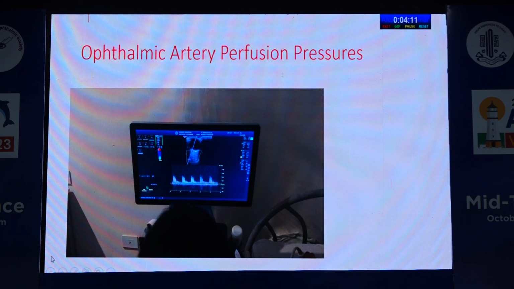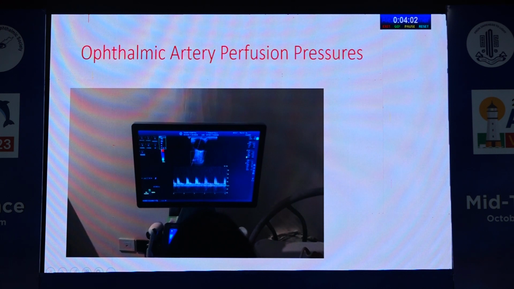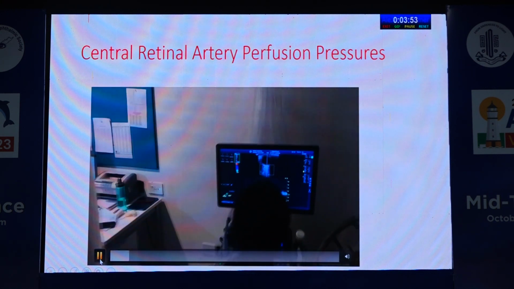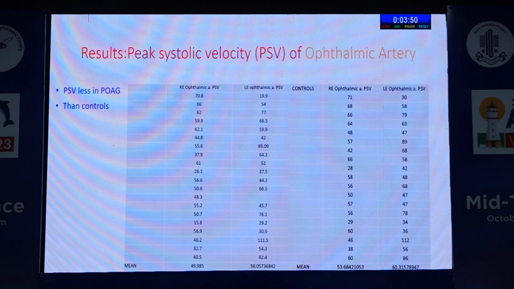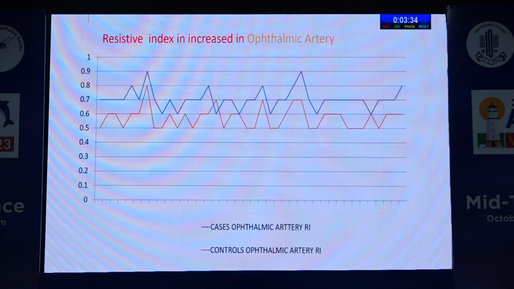This is the study we did by recording the ophthalmic artery perfusion pressures, and this is the central retinal artery perfusion pressure we recorded. These are the readings of the ophthalmic artery perfusion pressures and peak systolic velocity. We found that the peak systolic velocity in the ophthalmic artery is reduced in glaucoma, whereas the resistive index is increased both in the ophthalmic artery as well as the central retinal artery.